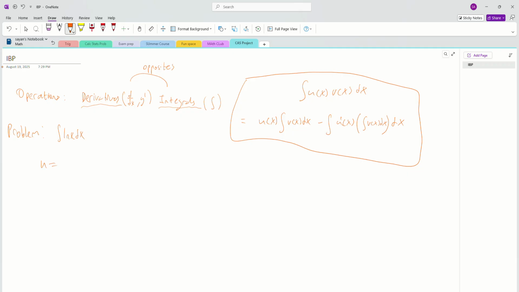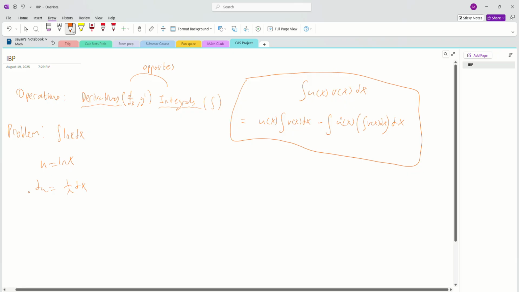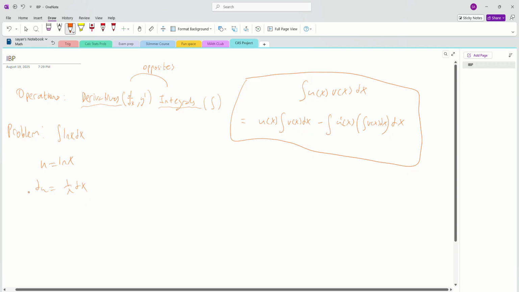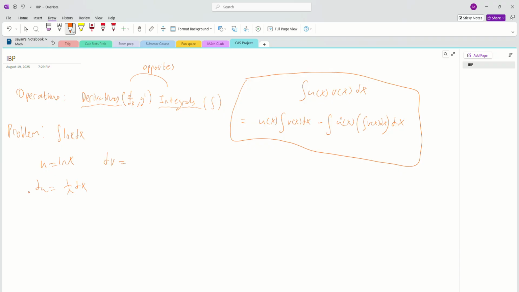So if I say u equals ln x, du is equal to 1 over x dx. What I did here was I just differentiated both sides, right? The derivative of u is just 1, so this is really 1 times du. And the derivative of ln x is 1 over x, and then we multiply it by dx. Okay? Nothing too hard.